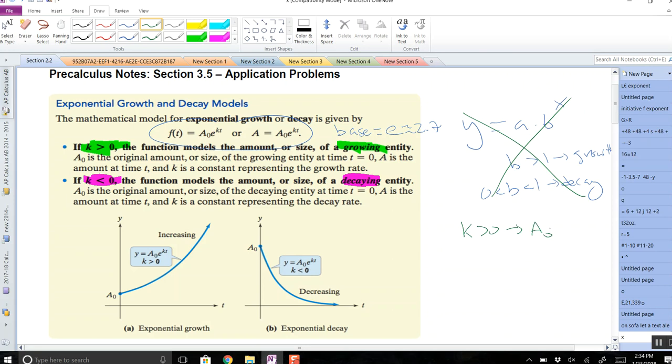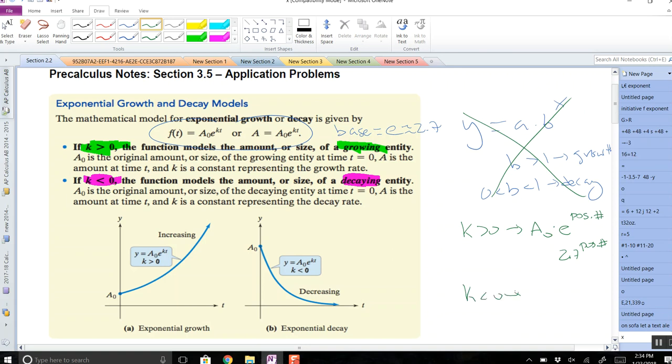then what do you have? You have A0 times E to some positive number. Well, E is 2.7 roughly, right? We already mentioned that. If you raise 2.7 to some positive number and keep growing it, then of course naturally it's going to get bigger, right? Because 2.7 is a base bigger than 1.